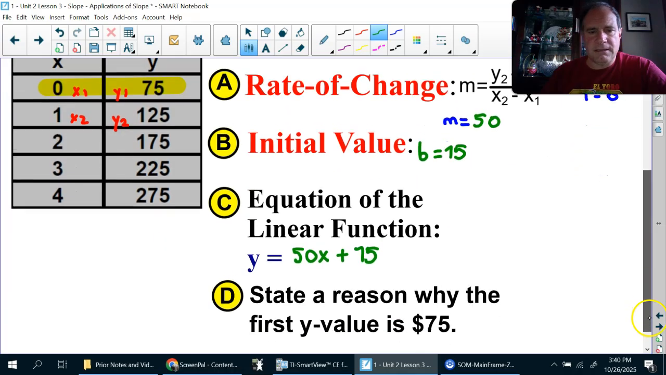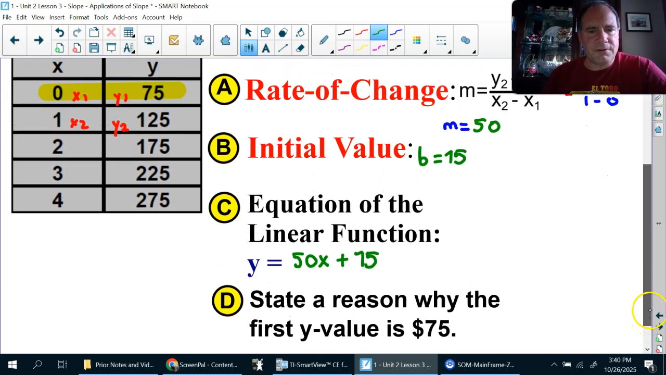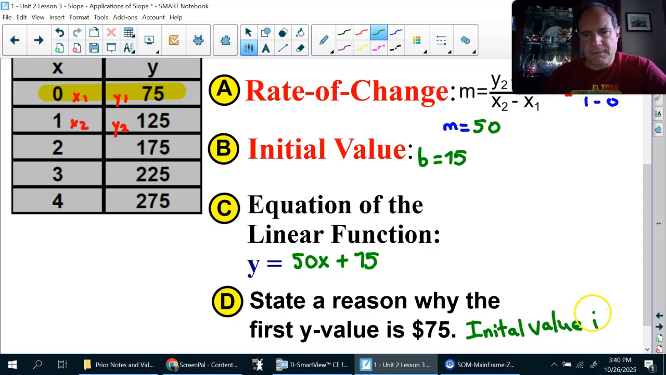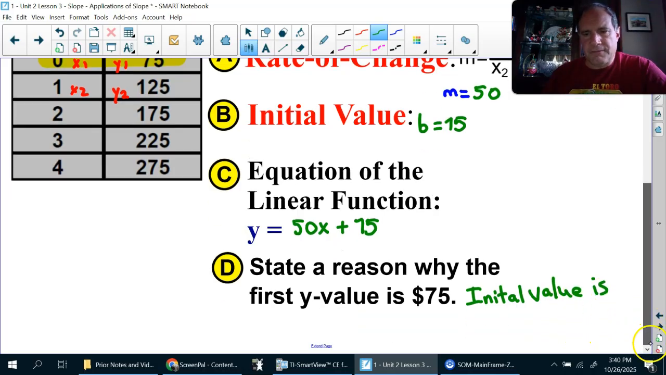And that is it. State a reason why the first value is 75. That is the initial value. Is 75.